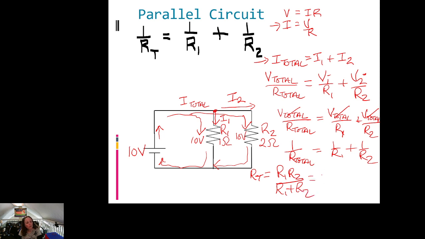And so your total resistance would be 1 ohm times 2 ohms all over 1 ohm plus 2 ohms, which would be 2 over 3. Okay, so 2/3 ohms. So it definitely changes the resistance when things are in parallel. Okay, so it just gives you a little sense of it. I don't expect you to handle this math at this point. This is high school math.